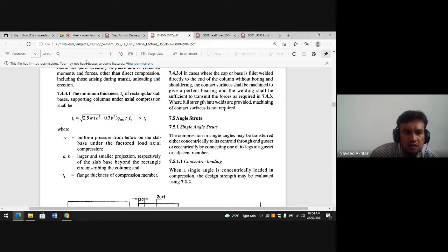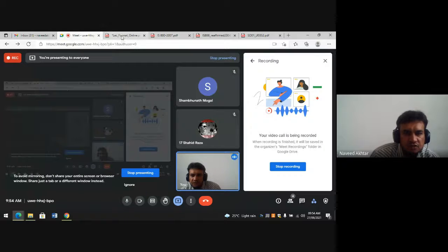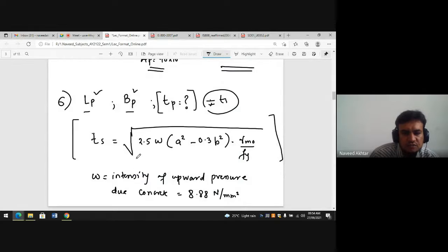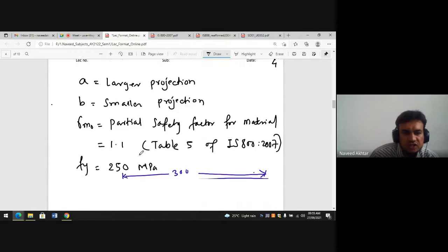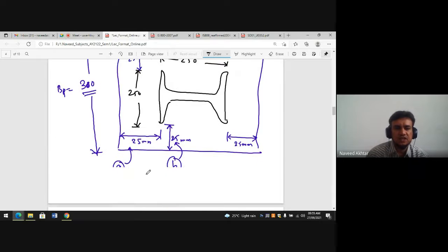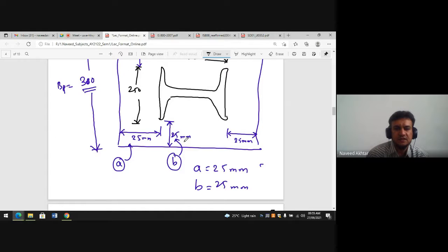Okay. Now how to find out your larger projection and smaller projection? You have to draw this figure. This is your column. 250 depth of column and flange width is 250. And this in blue color, this is your plate size. So this A and B is the larger and smaller projection.